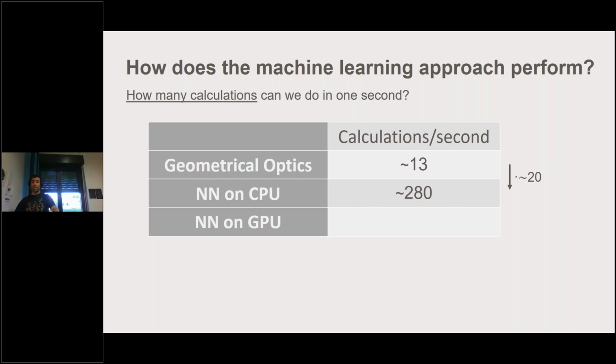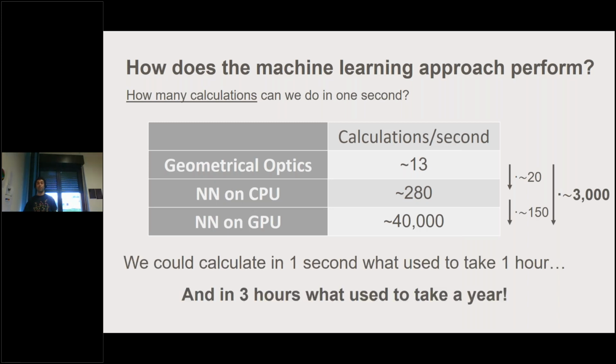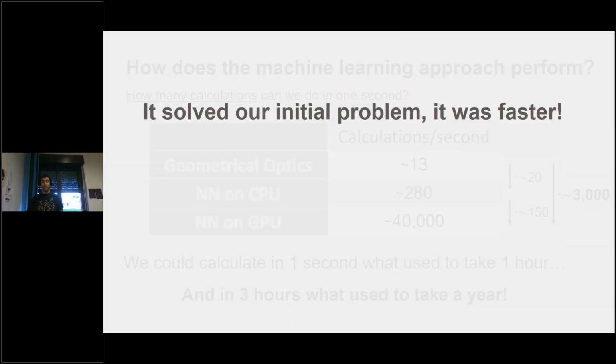But if we can use the GPU of our computer because we have many particles or many beams, or we just want to repeat the calculation many times, we can go up by another factor of 150. So in total, we can achieve an improvement in speed of a factor of 3,000, which may just look like a big number, but with this, we can do in 1 second what used to take 1 hour, or in 3 hours, what used to take a year. We were very happy with this because we solved our initial problem.